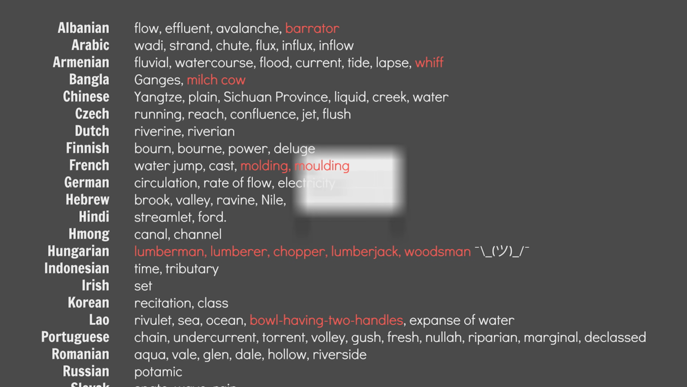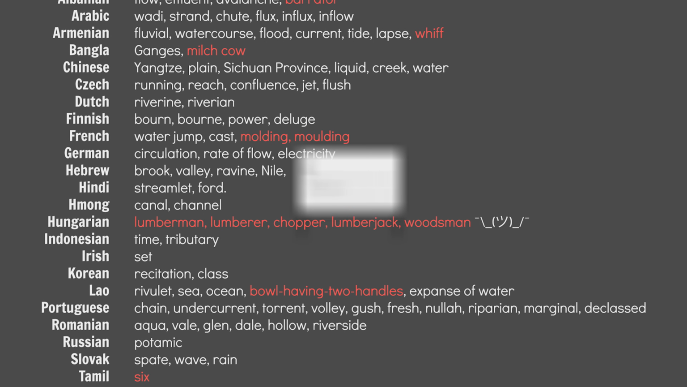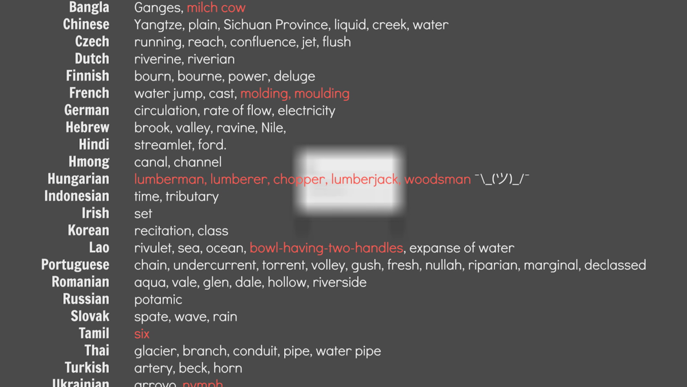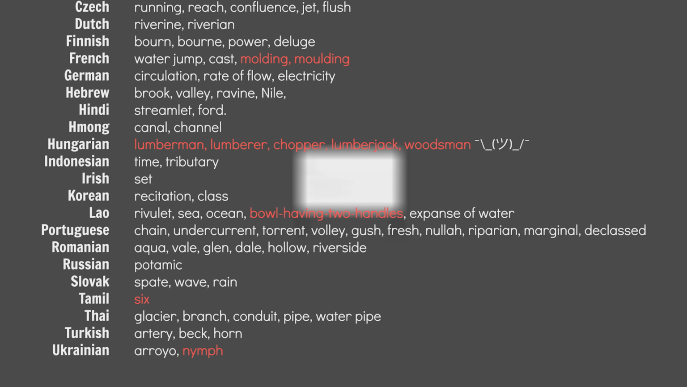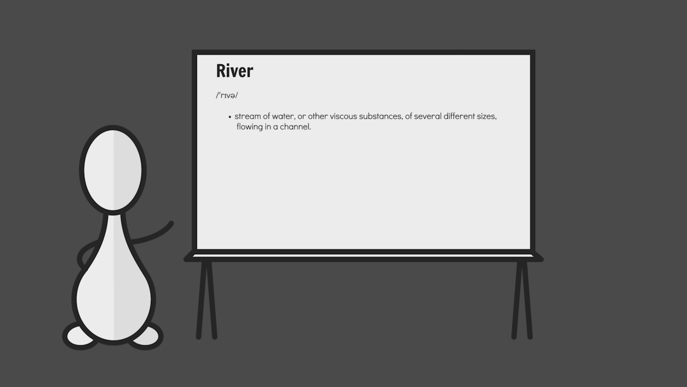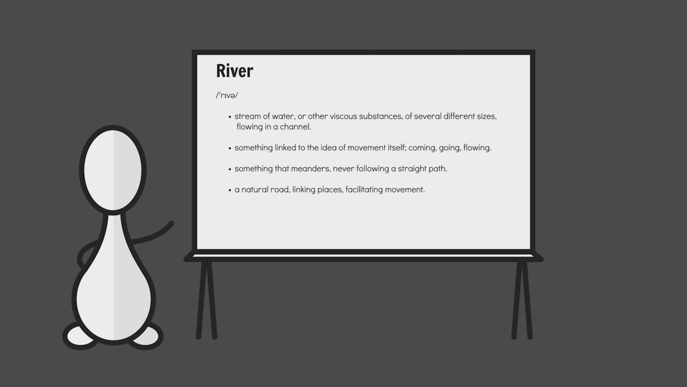Here's some of the interesting goodies Google Translate spat at me. Weird stuff in red. Bearing all this in mind, I now think of a river as a stream of water or other viscous substance of several different sizes flowing in a channel. Something that moves, something that meanders, a natural road, something that brings fertility and abundance, and perhaps a metaphor for time and/or consciousness. Time to hard-bake some of this goodness into my lexicon with a bit of derivation.